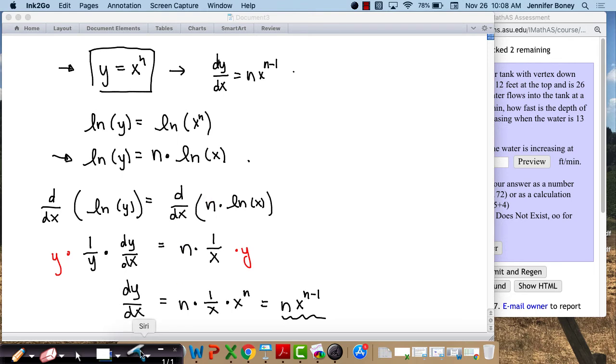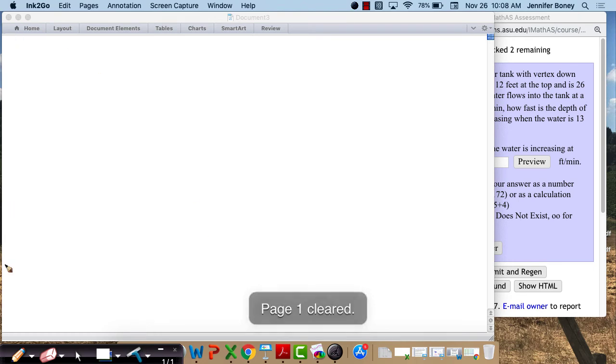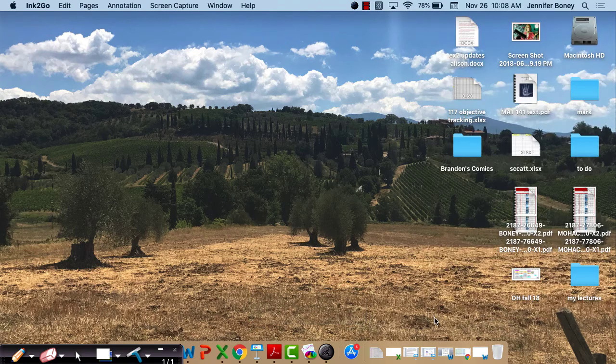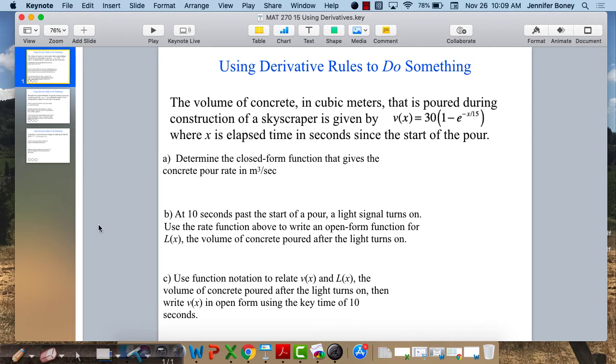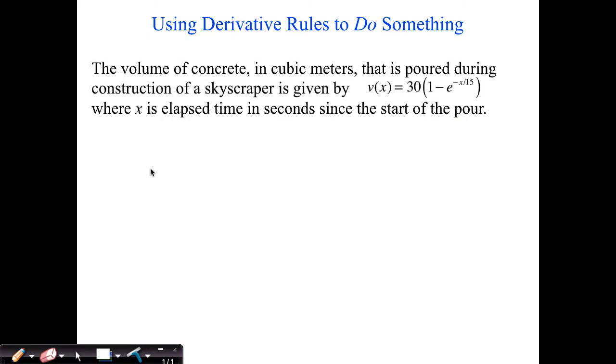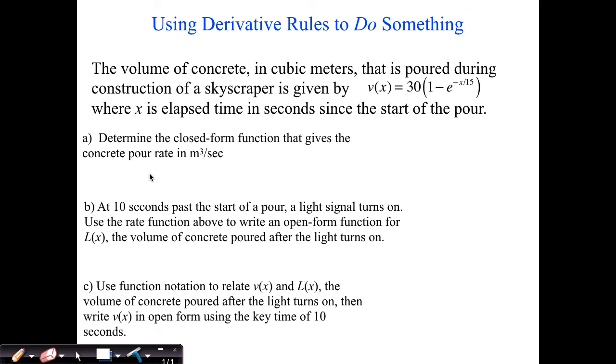All right, so other things. Back to where we were at the end of test 2. So let's see. Here, this is something that we actually looked at earlier. We looked at this right after test 2, a long time ago. So I don't want to actually go through all of the details to this, but if you remember, right after test 2, we talked about, okay, so if this is the rate at which concrete is poured during construction of a skyscraper, how would I write a function that gives the concrete pour rate?